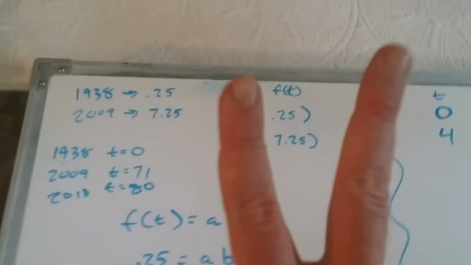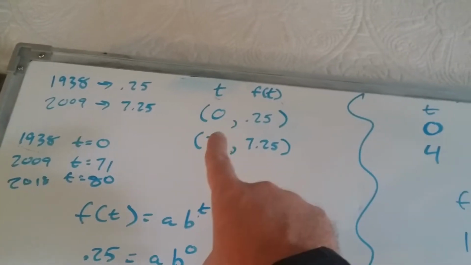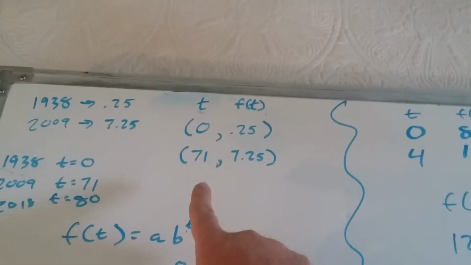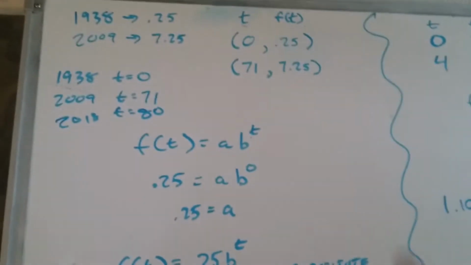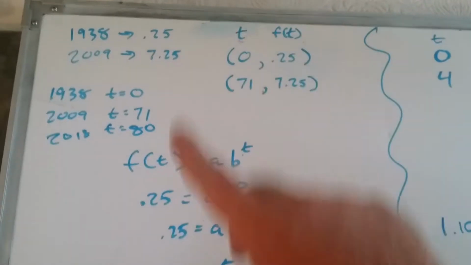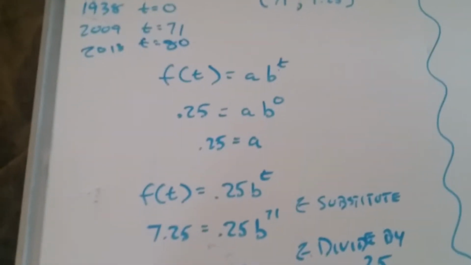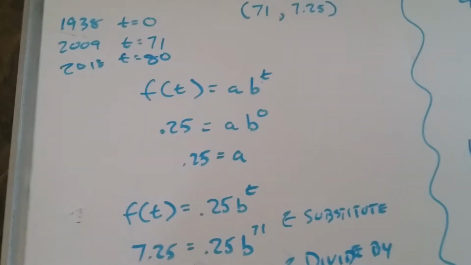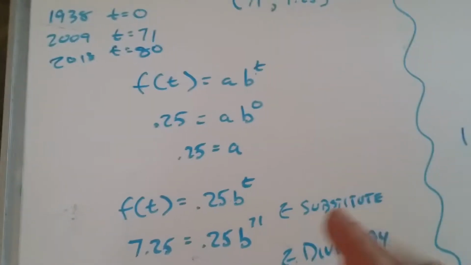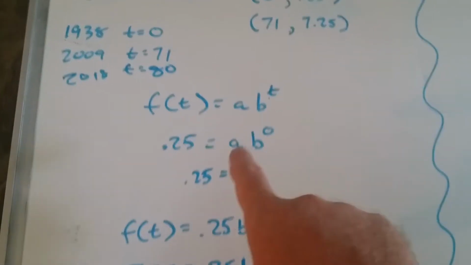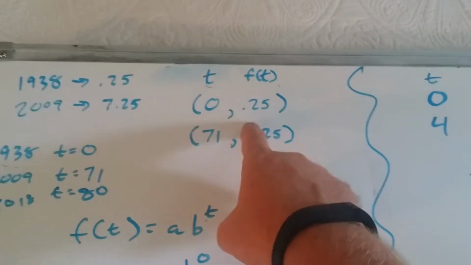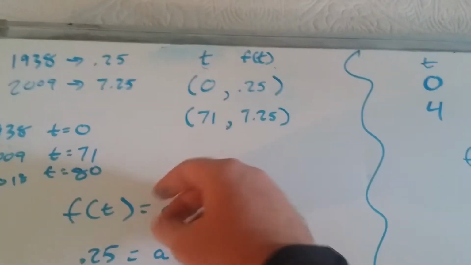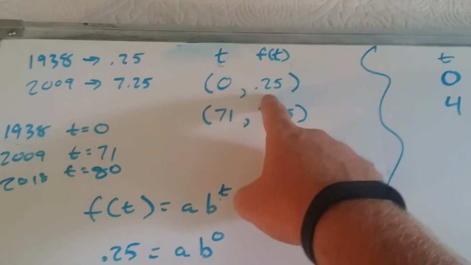Okay, so we know 2 points. We know 0.25 and we know 71, 7.25. Those are 2 points, and that's enough information. It's much easier when they give you your starting value too. In any exponential function, whatever your y-intercept is, which occurs when t or x is equal to 0, that's going to be your a value.